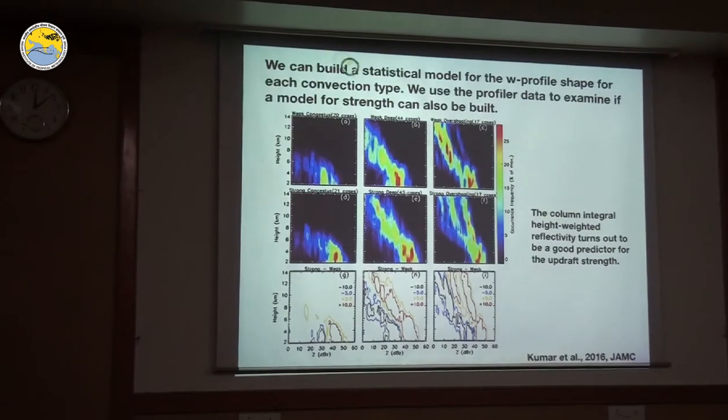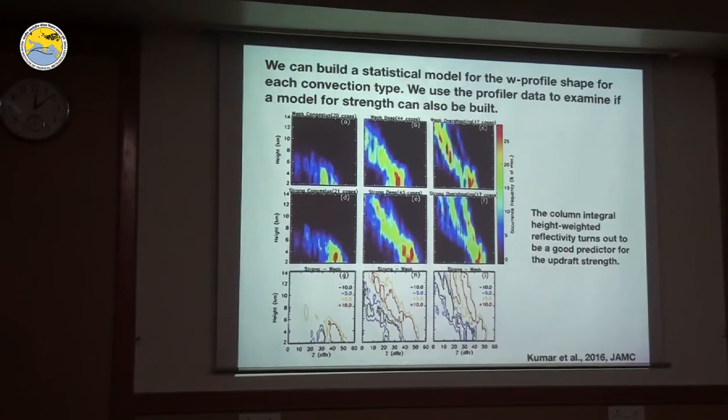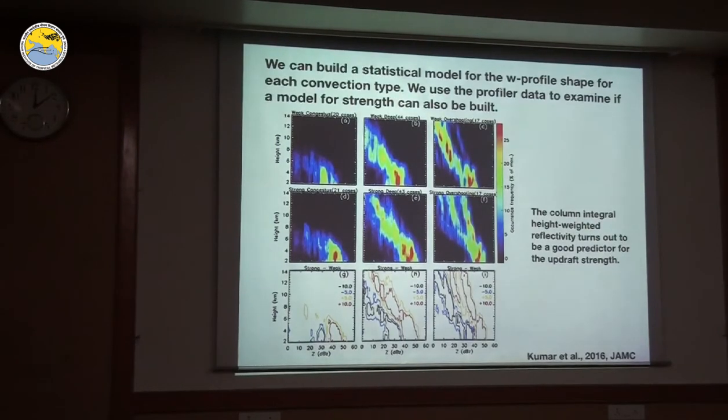If you do that for the deep clouds, you take the weakest deep ones, the strongest deep ones, and do this difference, you get a very similar result, and you do it for the overshooting ones. Once again, you get a very similar result. So what we learn from this is that the column integrated reflectivity is a good predictor for whether the clouds are strong or weak.